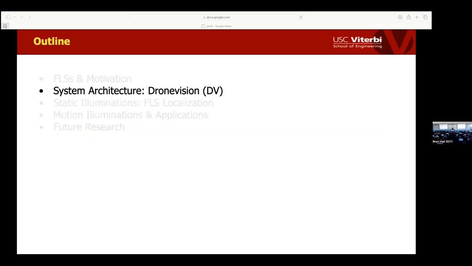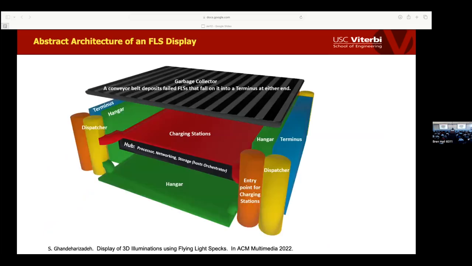So let me tell you about a system architecture and an instance of that architecture. So here's an abstract architecture. At the very top, that black conveyor belt is a garbage collector. FLSs are mechanical devices that will fail. And when they fail, they fall on top of this conveyor belt. And the conveyor belt deposits them into the terminals, which are at the two ends of this display. So the conveyor belt is just rotating like this.